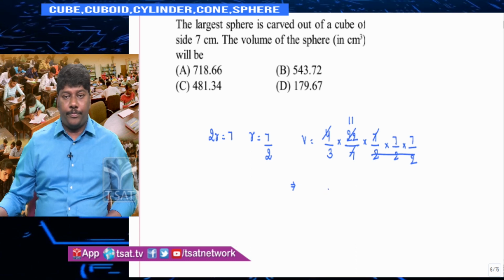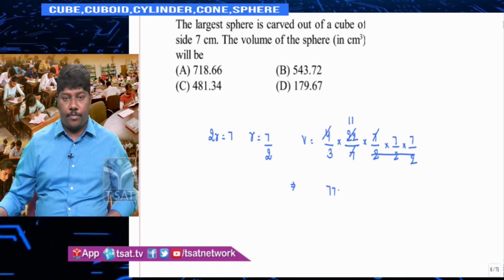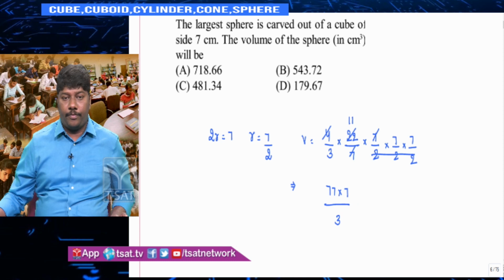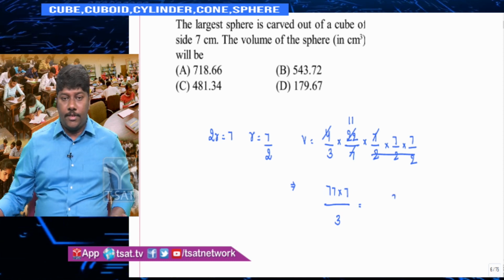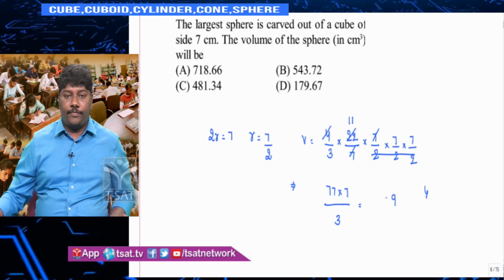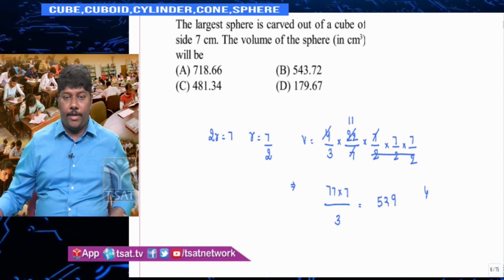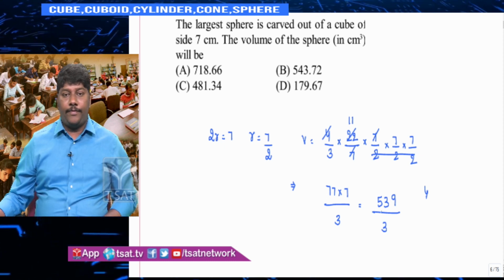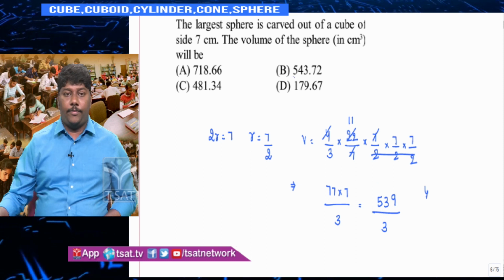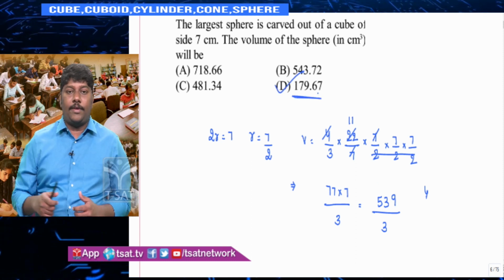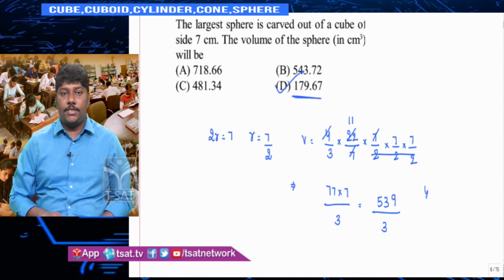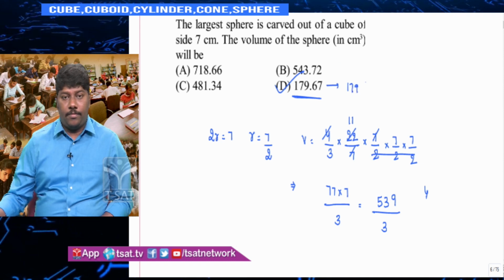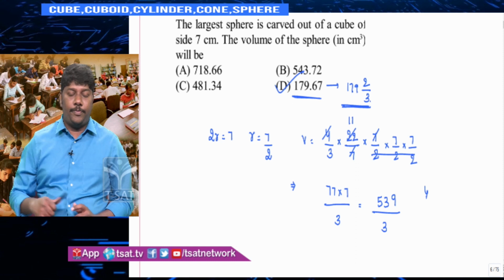77 into 7, by 3. 77 into 7, 7 7s are 49. 49 plus 4, 539 by 3. Look at the approximate value. If I take it as 540, it would have been 180. Therefore, it is a little less than 180, that is 179.667, or else 179 2 by 3 is the volume of the sphere.